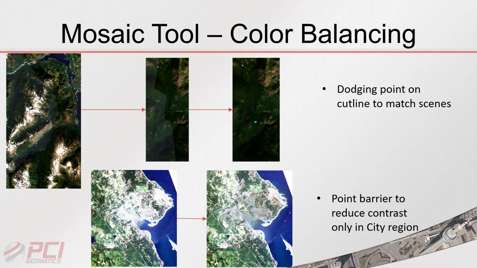Just a few things about the color balancing as well with the dodging points. Here's just a quick example. We have 2 images on the left and the top that are quite different in the color, but we can throw down a dodging point that will match the scenes. In addition, in the bottom image, we have a very bright area of the city, but we can actually reduce its contrast only within that region with the dodging points to make it nicer to look at.